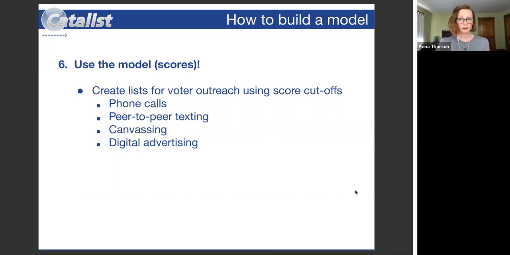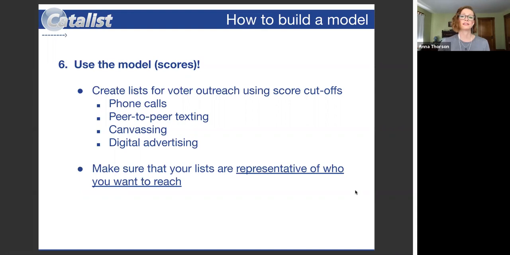And the thing to remember is that you want to make sure that these lists you're creating are representative of who you want to reach. We're about to get into why I'm telling you this, but I want to put it in more than one place in this presentation, because if you take anything away from this presentation, this is what I want you to take away. If you're creating lists using scores in VAN or something, always check those lists, run some crosstabs, run some counts by demographics, and look, does this list look like the people I'm trying to talk to?